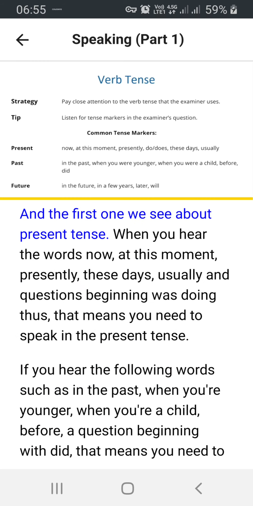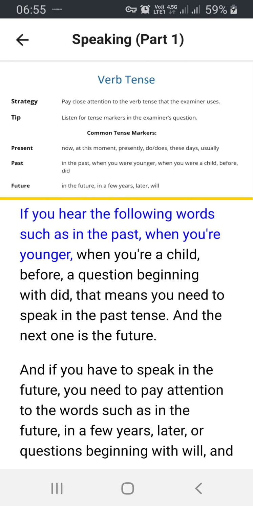The first one is about the present tense. When you hear the words now, at this moment, presently, these days, usually, and questions beginning with do and does, that means you need to speak in the present tense. If you hear words such as in the past, when you were younger, when you were a child, before, or questions beginning with did, that means you need to speak in the past tense.